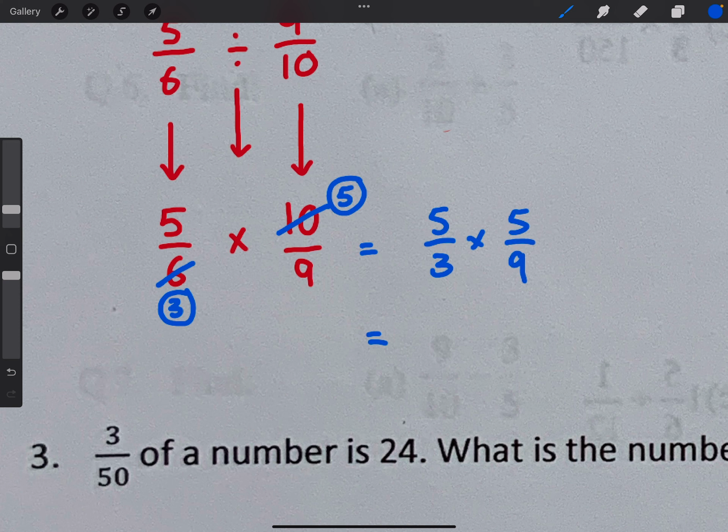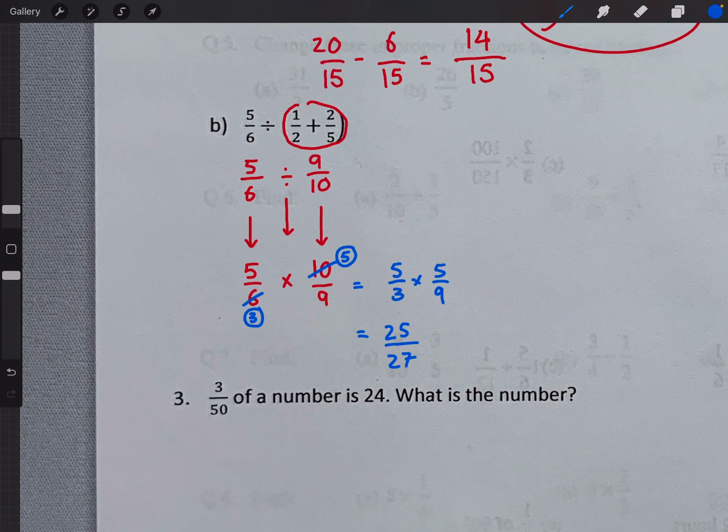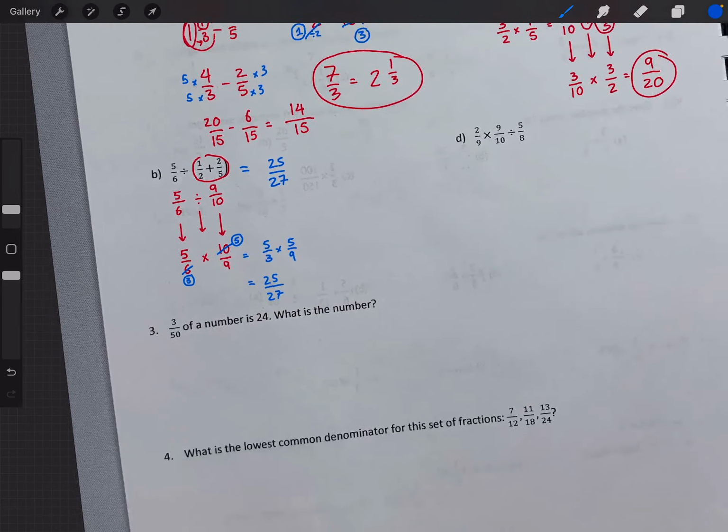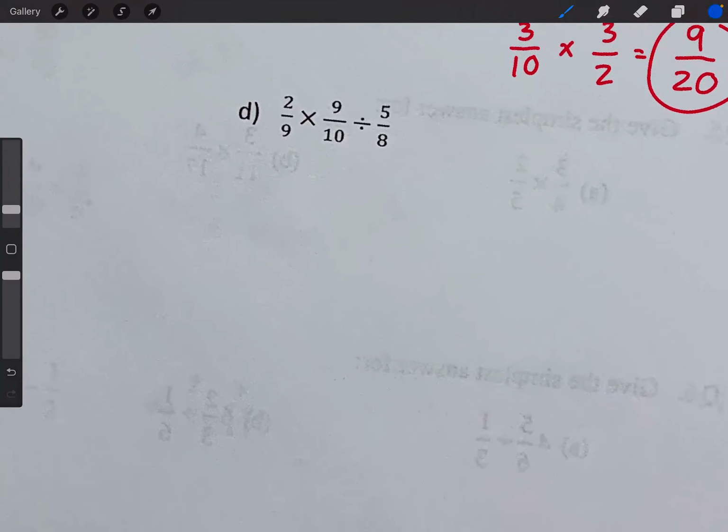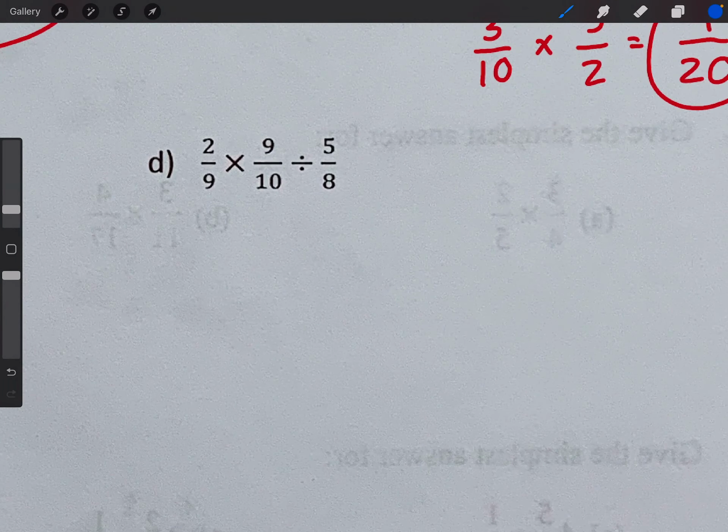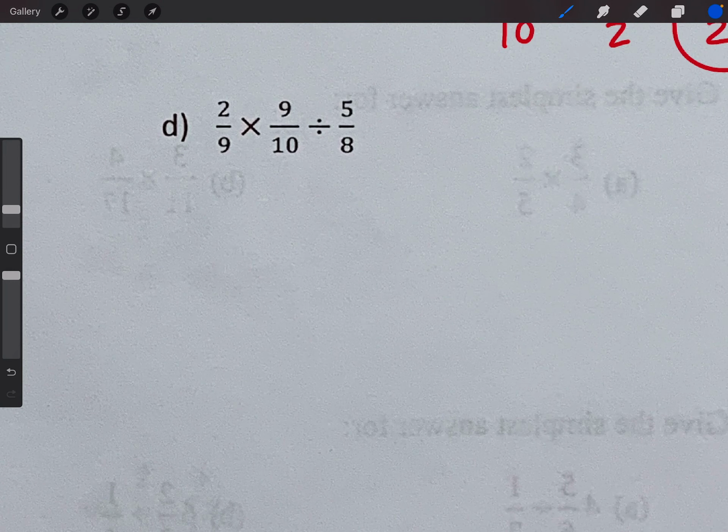Now we can't simplify any further, so just multiply across. 5 times 5 is 25. 3 times 9 is 27. So after all of this calculation, you're going to get 25 over 27. Okay, I hope you're starting to get the idea of how this works. This is just asking you if you understand BODMAS and if you understand how to do fraction arithmetic.